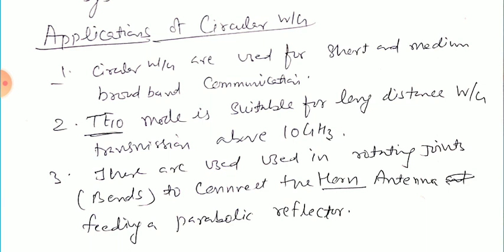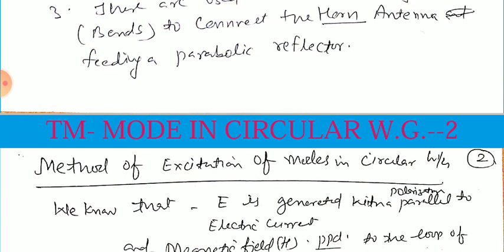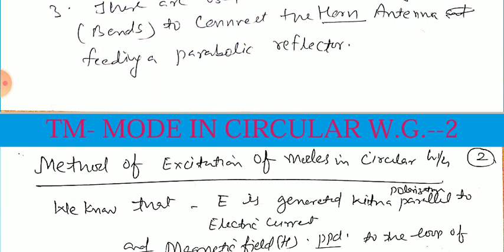And third, they are used in rotating joints, like bends, to connect a horn antenna feeding a parabolic reflector. If you want to connect the horn antenna to the parabolic reflector, then we use this circular waveguide as a bend, like the flow of water, like this.